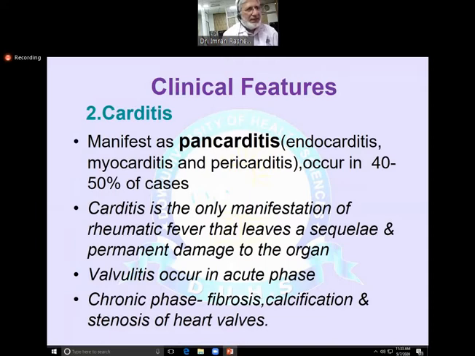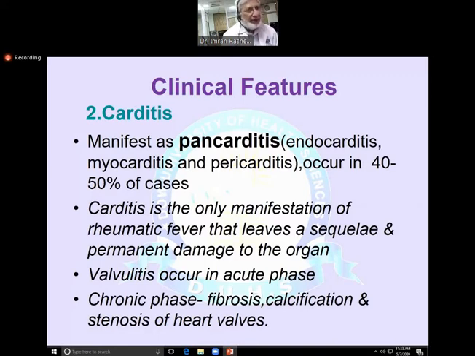Now, the second clinical feature after arthritis is carditis. It manifests as pancarditis, meaning it affects the endocardium, myocardium, and pericardium. So inflammation of all these three layers of the heart takes place in patients with rheumatic fever. That is called pancarditis. Carditis occurs in 40 to 50% of cases of rheumatic fever.